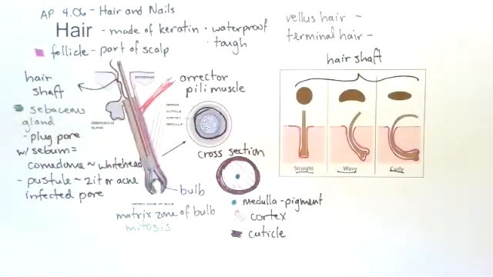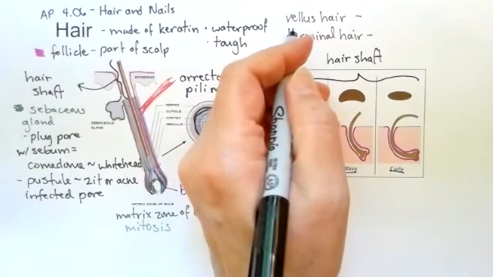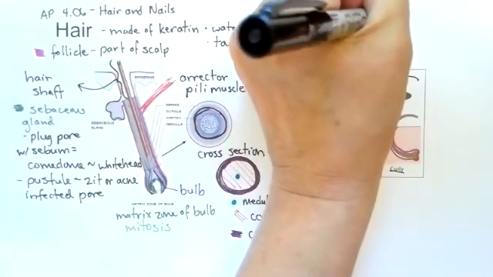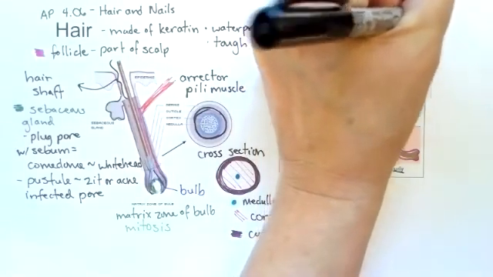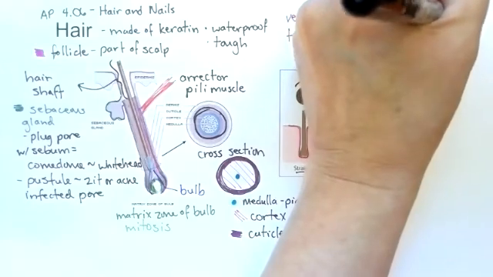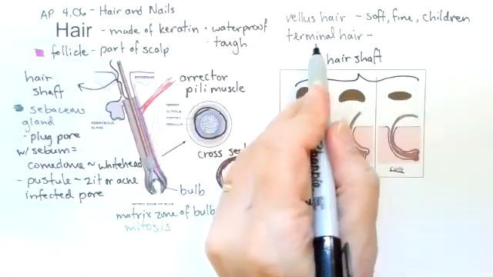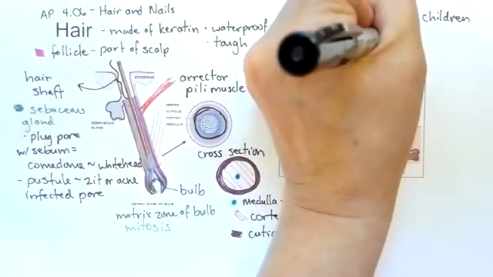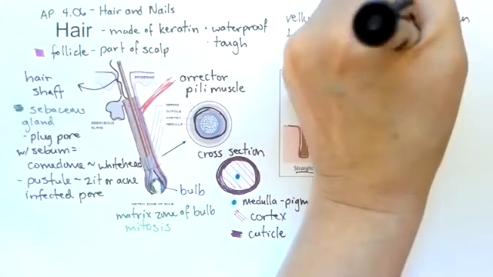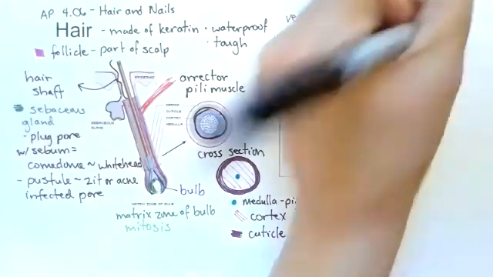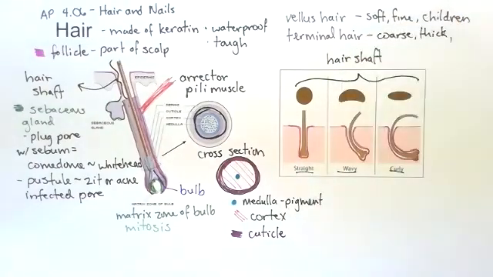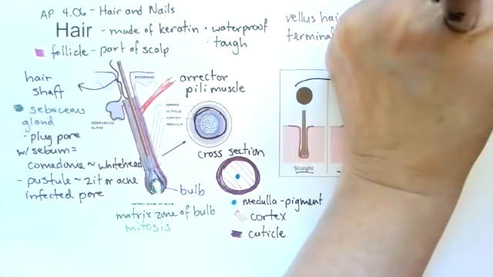If you've ever reached down and rubbed your 2-year-old nephew or niece's hair, it's really soft, it's really fine, and that's called vellus hair. So it's soft, fine, and often in children. Terminal hair is coarse, C-O-A-R-S-E. It's thick, and it's in adults.